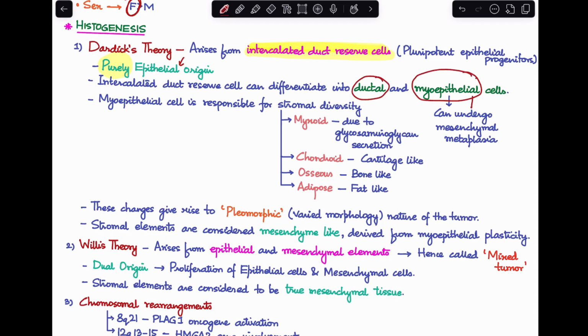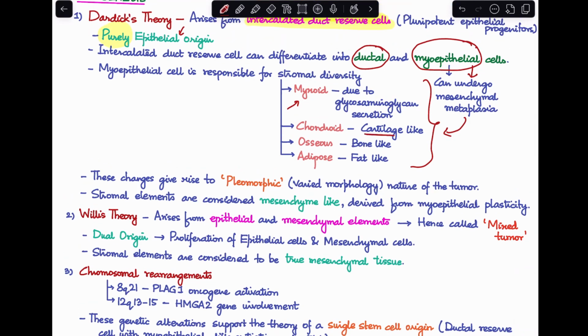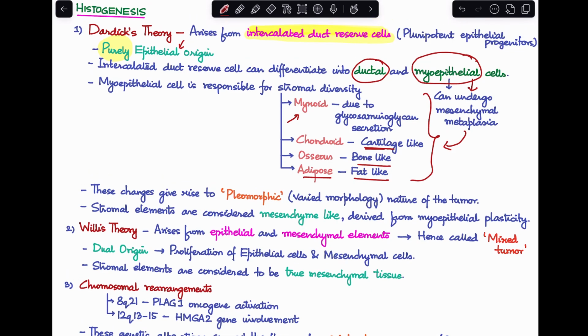Then these myoepithelial cells undergo mesenchymal metaplasia, and they are responsible for all the stromal diversity that I just spoke about. Myoepithelial cells can give rise to a myxoid component in the stroma, which can be due to glycosaminoglycan secretion, a chondroid component, which is cartilage-like, an osseous component, which is bone-like, and an adipose component, which is fat-like. All of these variations in stromal morphology happen because of mesenchymal metaplasia occurring in the myoepithelial cells.